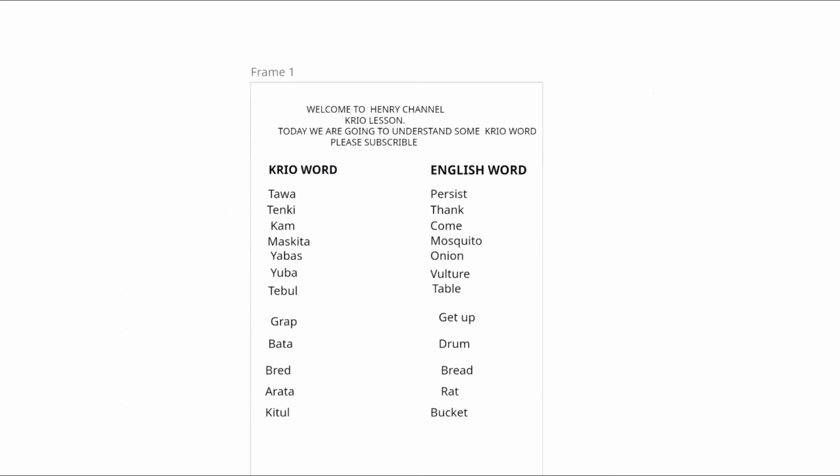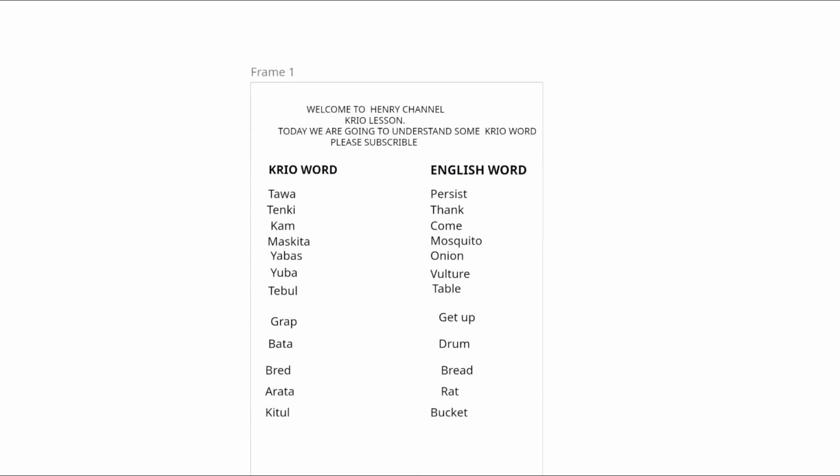Let's rephrase again, guys. We are talking about some Creole words and English words. We have tawa, which is pasis; tenki, which is thank you; kam, which is come in English; maskita, which is mosquito; yabas, which is onions; yuba, which is vulture; table in Creole, which is table in English. In Creole, we have grab.